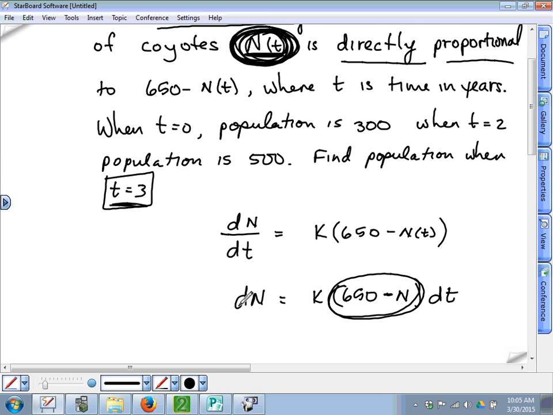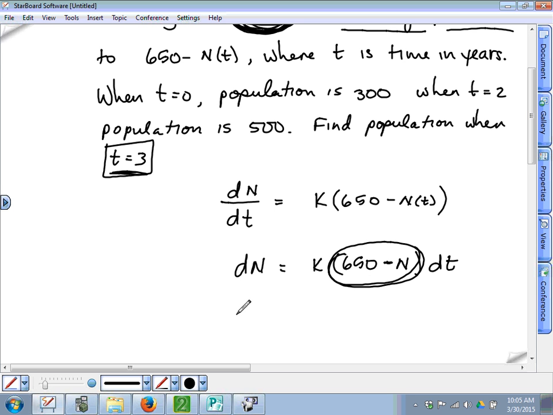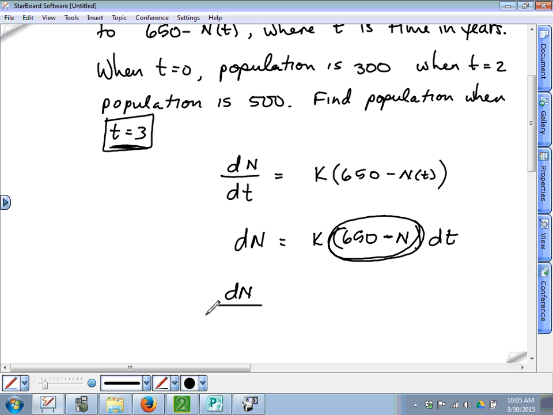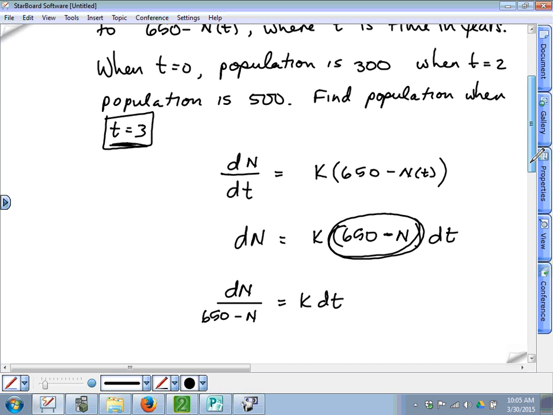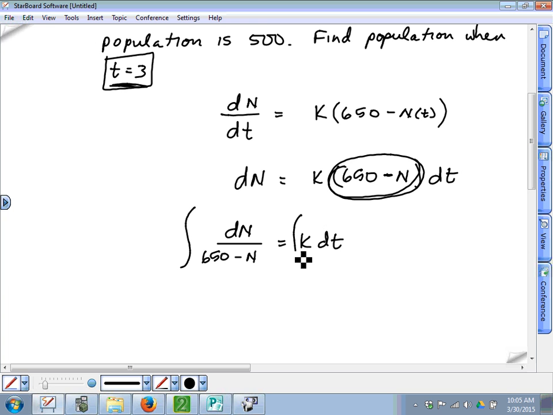Isn't that what we're talking about in this section? Yeah. So it's going to be dN divided by 650 minus N equals k dt. K is constant. Right. Now we can integrate both sides.